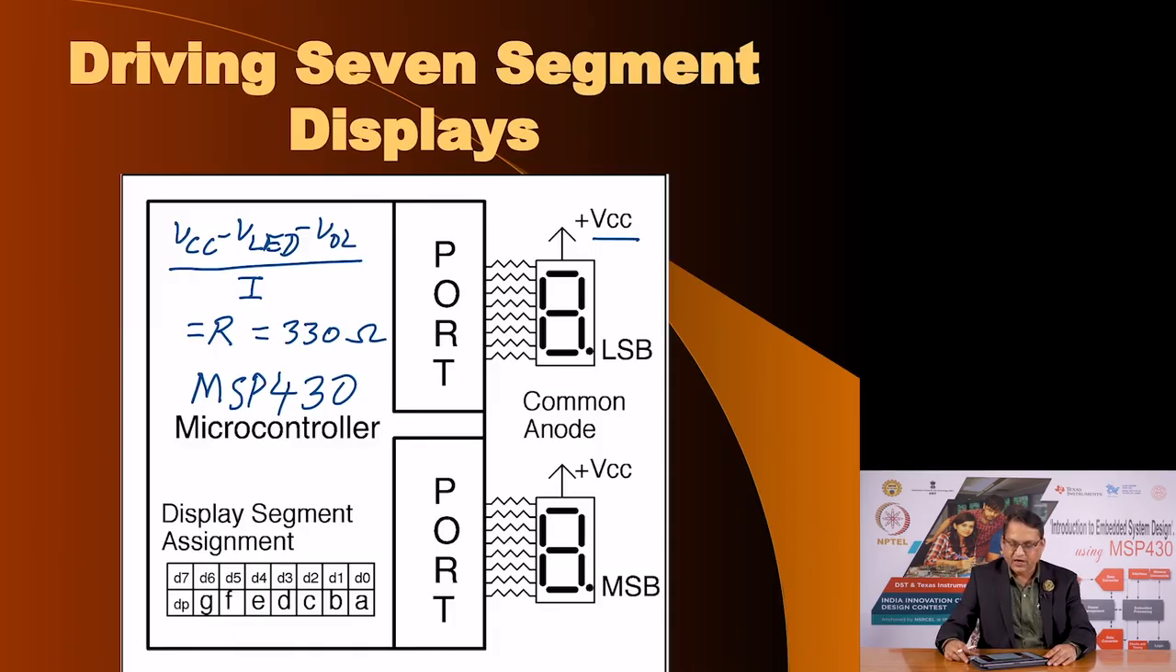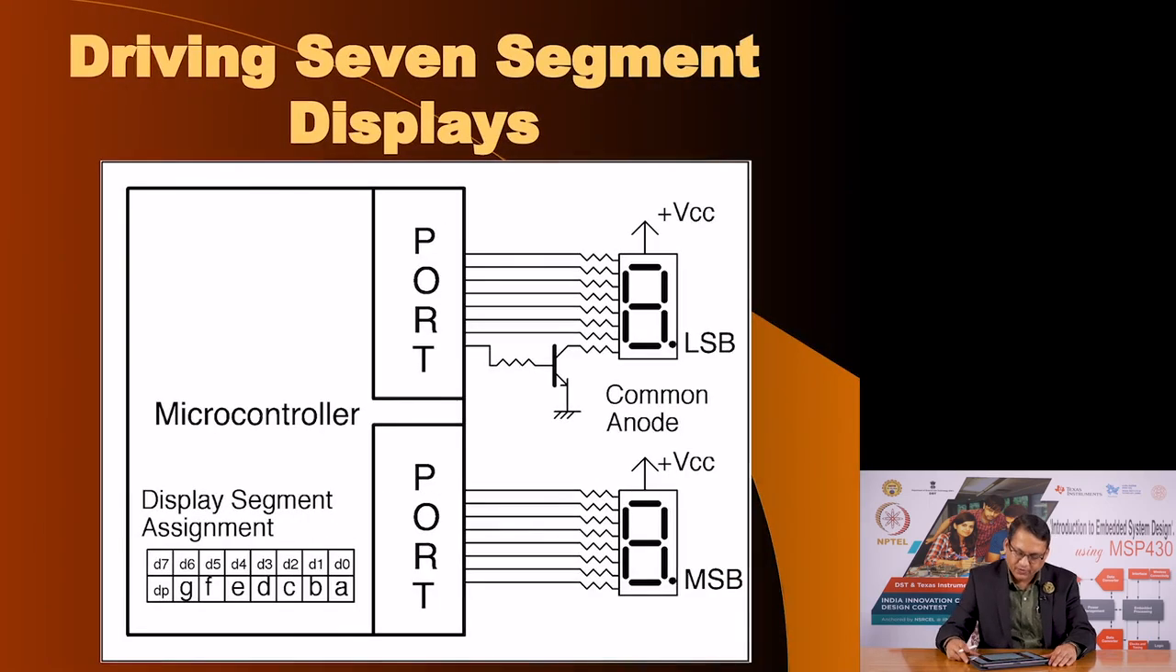And here I have shown that we have connected 2 digits. So, we can use this to display numbers from 00 to 99, or if you want to display hexadecimal numbers, you will be able to display from 00 all the way to FF, which means you can display a total of 256 values on these 2 sets of displays. Let us see what else we can do.